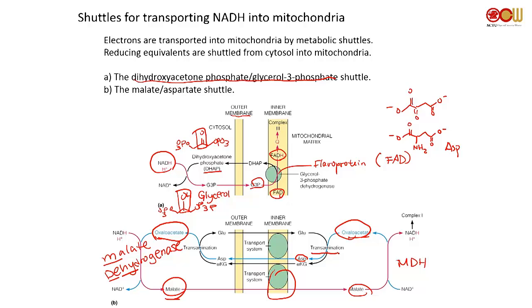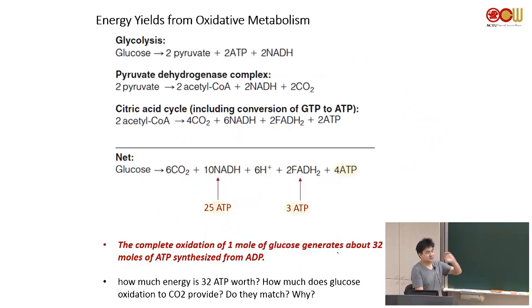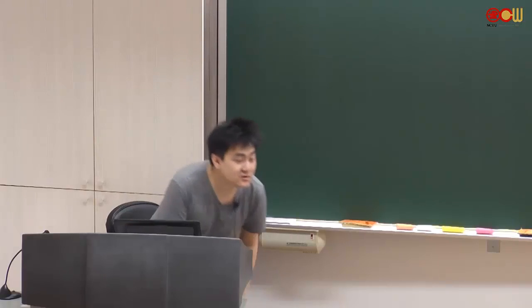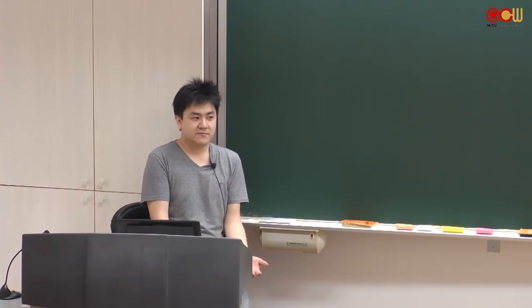But that's a minor detail. The detail of this is not very important for you at this moment. I just want you to understand that when NADH goes from the cytosol into the mitochondria, you have to use a shuttle. That's the bottom line. And there are two types of shuttle: you either use DHAP or you use malate. All right, so this is probably the most important slide, the one that summarizes everything we've talked about from day one, maybe day two, until now.